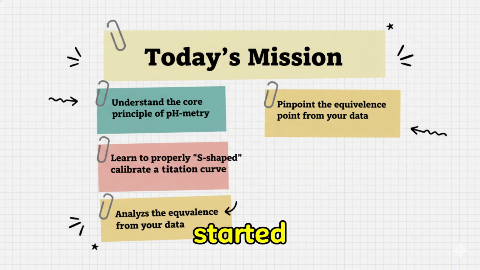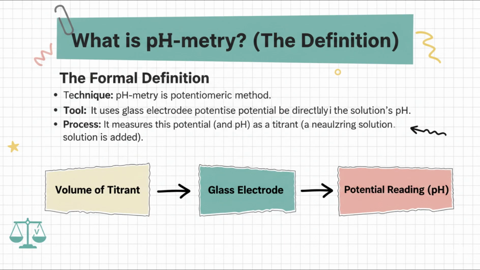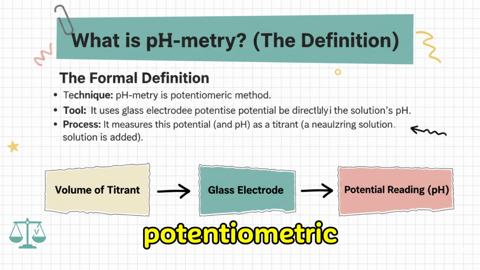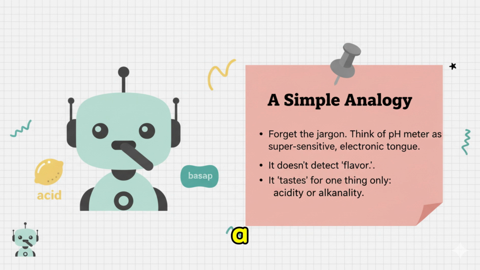Let's get started. So, what exactly is pH-metry? Formally, it's a potentiometric method where the potential of a glass electrode, which is directly related to the solution's pH, is measured as a function of the volume of titrant added. Okay, let's break that down. Forget the jargon for a second.